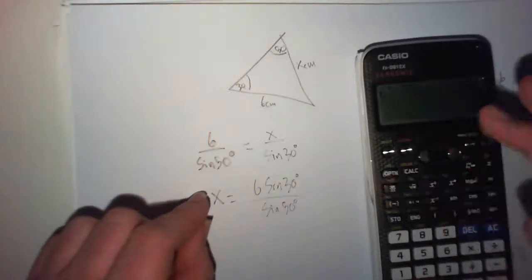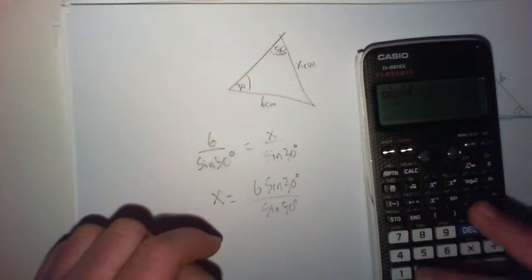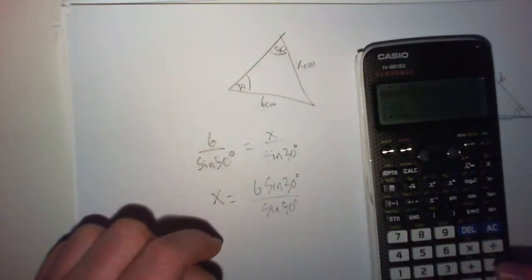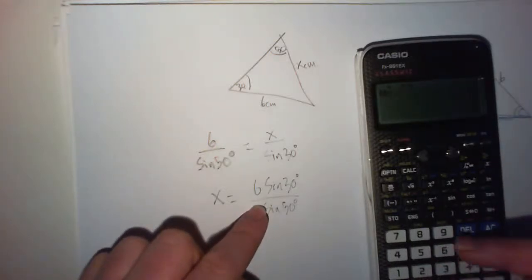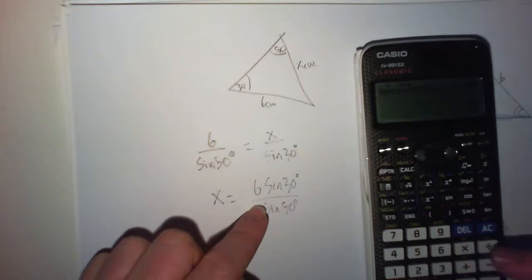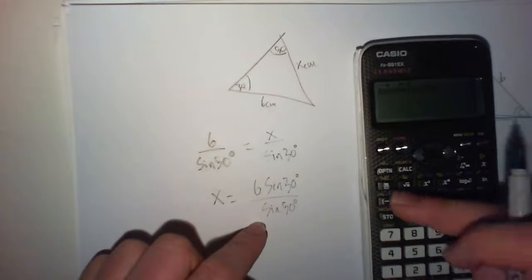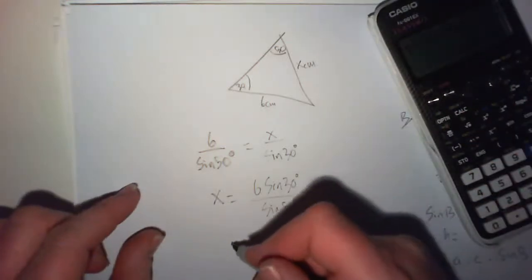So just do it all as one step. I'll try and give the answer to the nearest integer just to make things easy. 6 sine 30 divided by sine 50. Sorry, 6 times sine 30 divided by the sine 50. 3.91. Let's call it 4 and we won't argue.